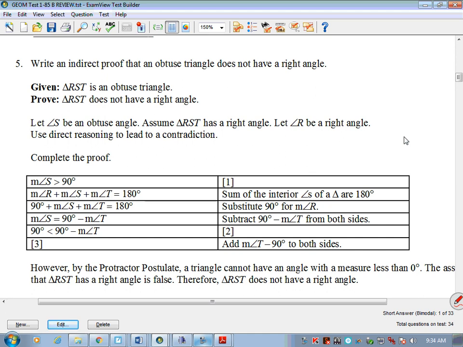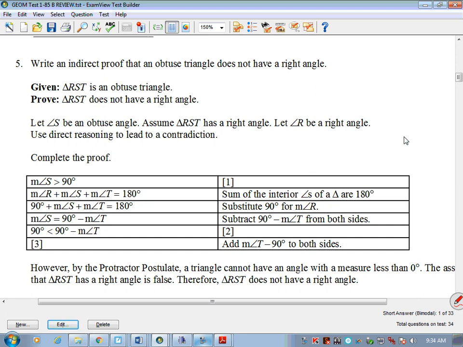The interior angles of a triangle add up to 180 degrees. Okay, what they end up doing from here is, because it says in here, let S be the obtuse, let R be the right. So they substitute 90 degrees in for angle R. So now 90 plus measure angle S plus measure angle T equals 180 degrees. Substitution, 90 for measure angle R.